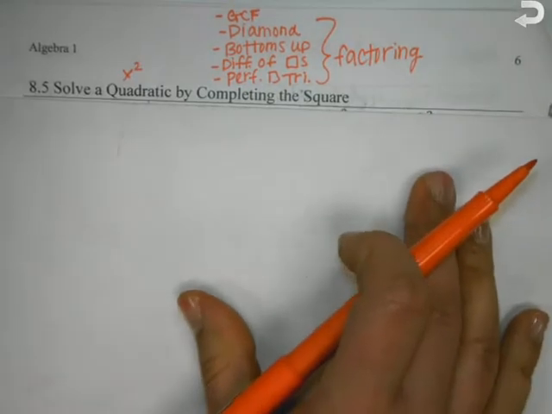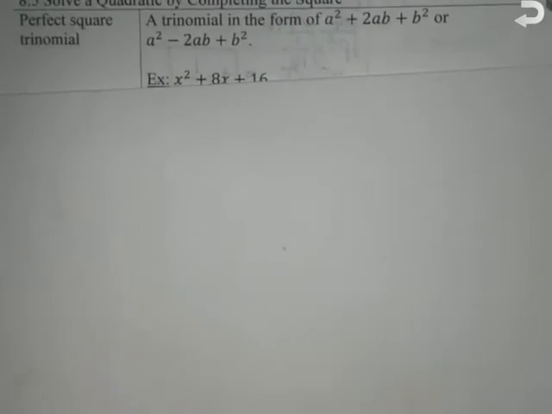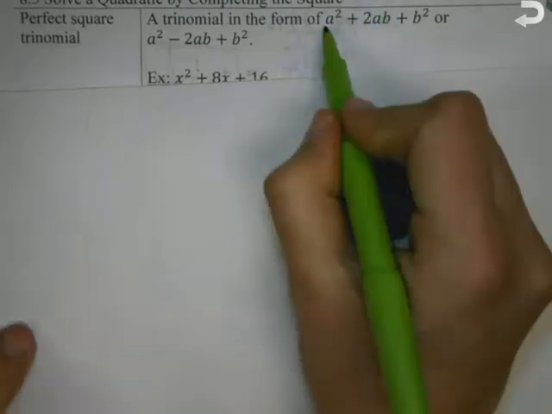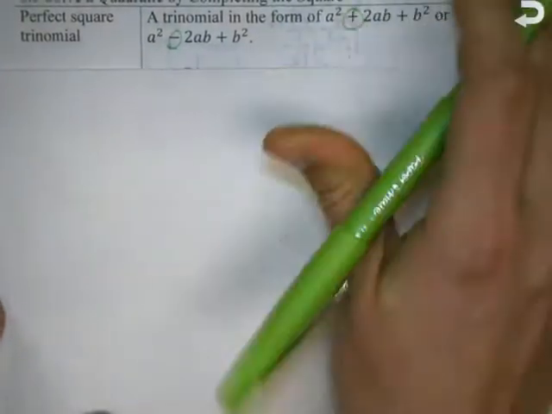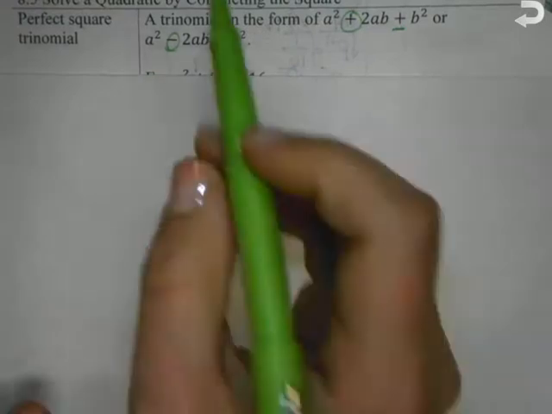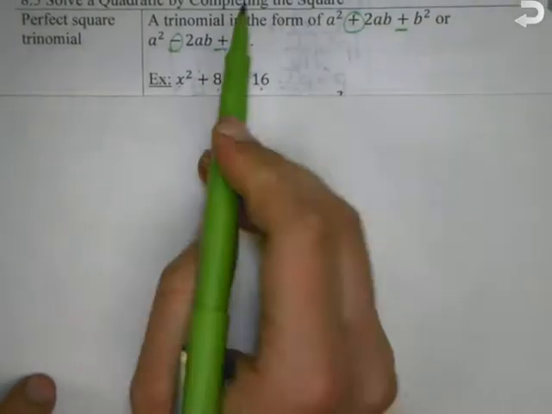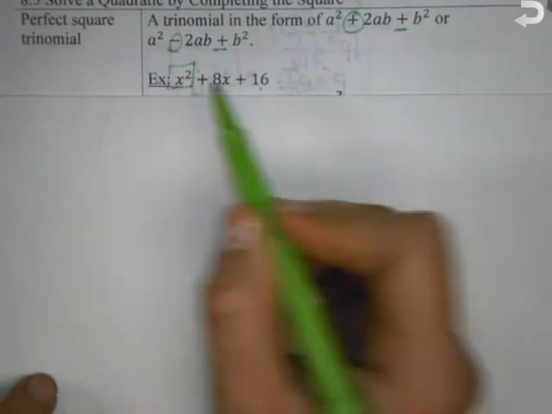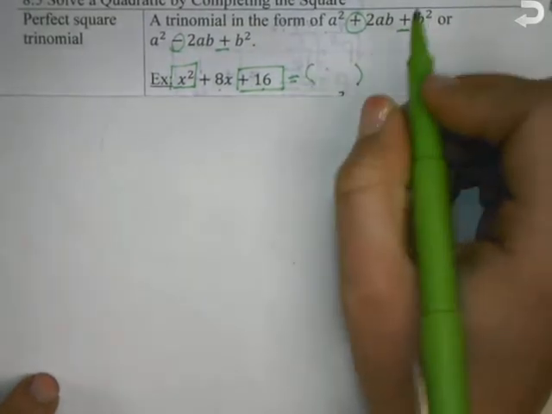To complete the square, we're going to be working with perfect square trinomials. Just to remind ourselves, a perfect square trinomial is a trinomial in the form of a squared plus 2ab plus b squared, or a squared minus 2ab plus b squared. Notice that the b squared term is always positive, but the middle term can be either positive or negative. And a and b are both going to be either variables or numbers.